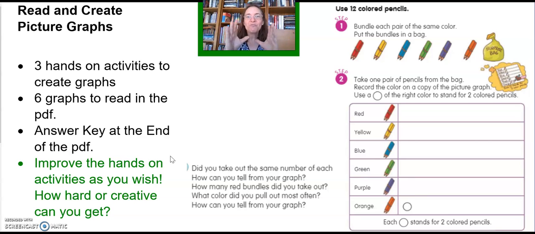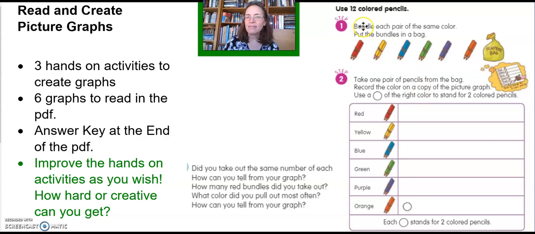I say do each page, and then when you finish one page, scroll down to the end of the PDF and grade it. If you make mistakes, figure out what went wrong, and maybe talk it out with an adult in your house. And then, if you do all of that and you're still hoping for something more, some of these hands-on activities could be improved. So how hard or creative could you get with it?